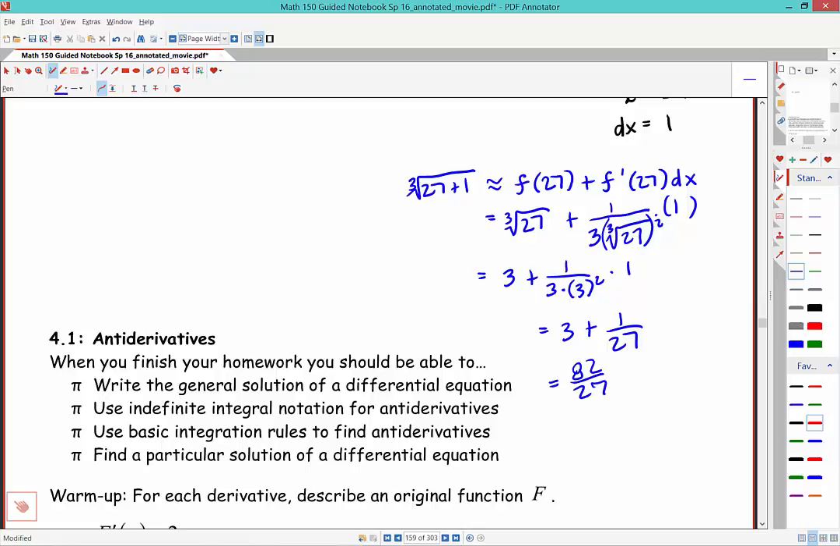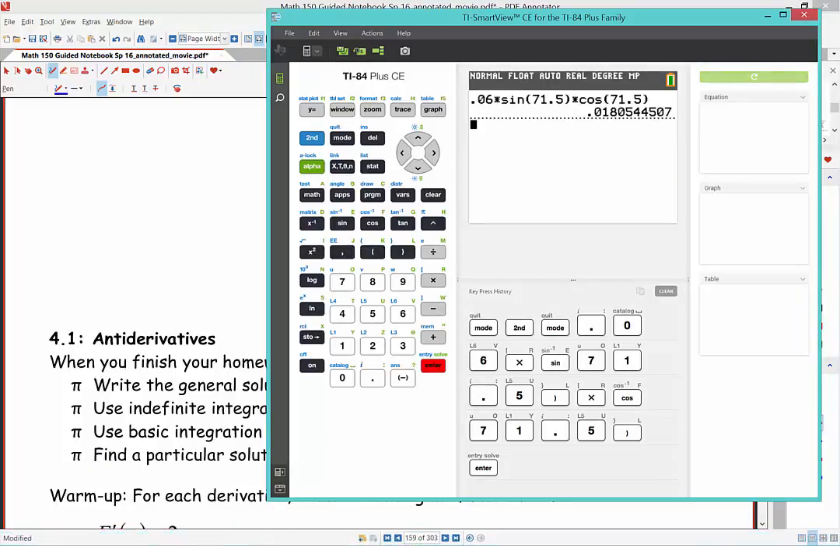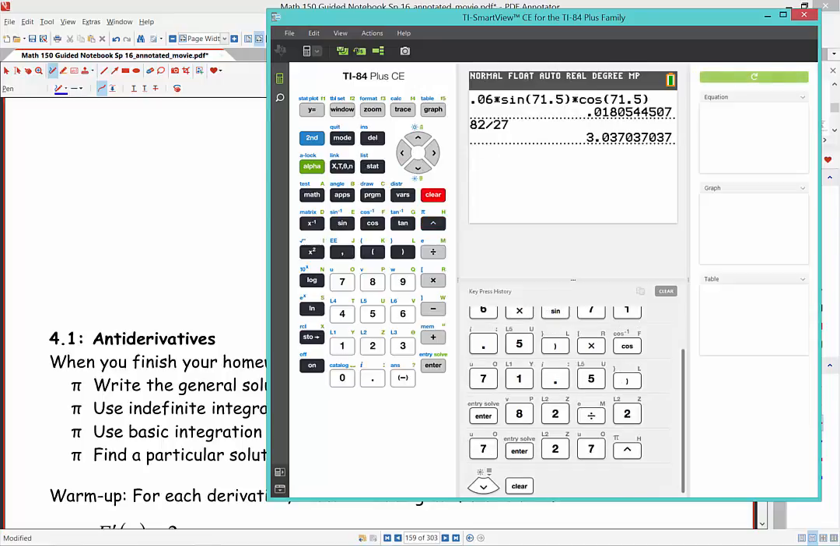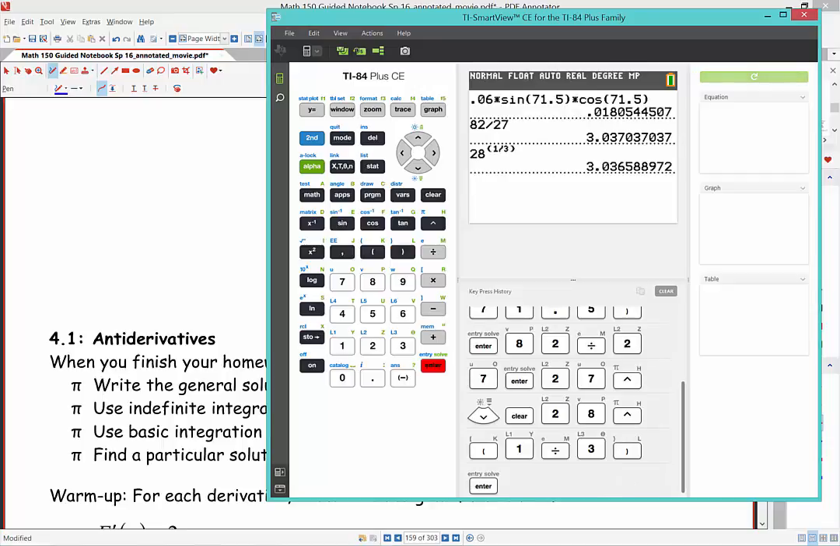82/27. And 82/27, you can check it out, is approximately 3.037. And 28 raised to the 1/3, that's the cube root of 28, is 3.0365. So isn't that kind of groovy?